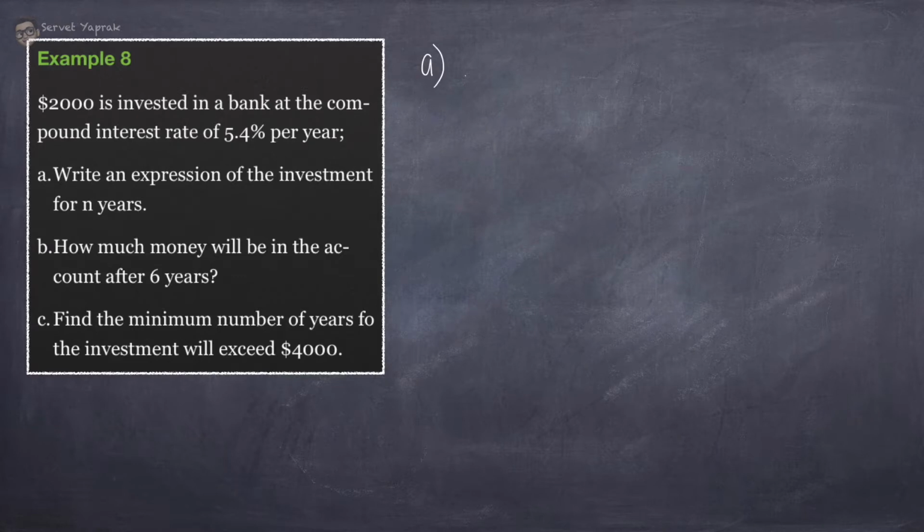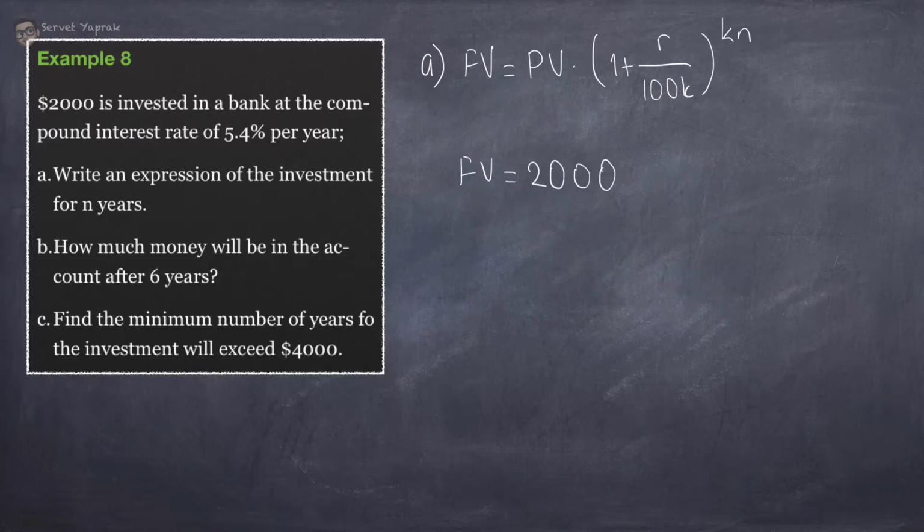This is a compound interest question, so we can use the future value formula from the formula booklet. We are looking for future value equals present value, which is given as $2,000, times 1 plus R, which is 5.4 over 100. K is 1 because it compounds yearly, so there will be only one compound every year. So K is 1, to the power of n.